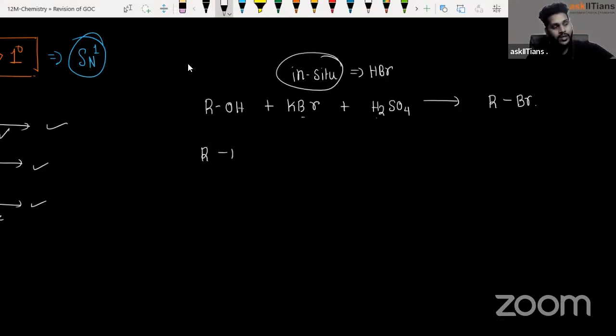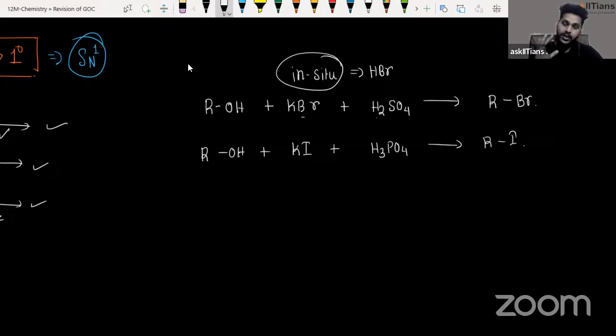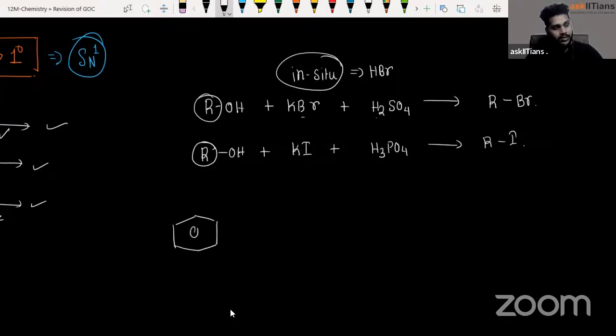Similarly, for RI as well, we can also make in situ HI by KI and H3PO4 or H2SO4. H3PO4 is the exact acid. That would also give you RI in here. So these are the two variations where you can make the reagents in situ, meaning inside the reaction medium. One more thing, always remember, this R group has to be an aliphatic hydrocarbon. Aromatic hydrocarbons like phenols cannot undergo Groves process.